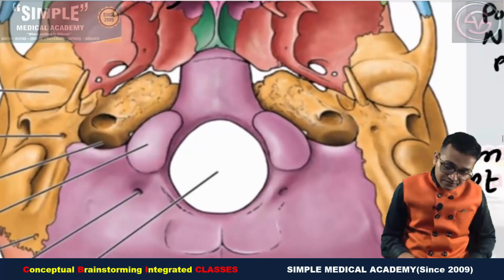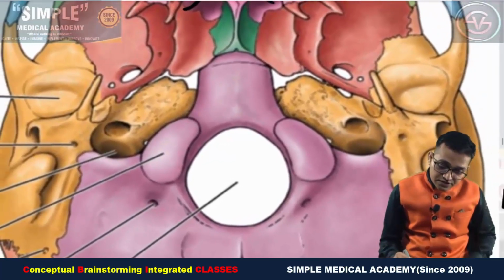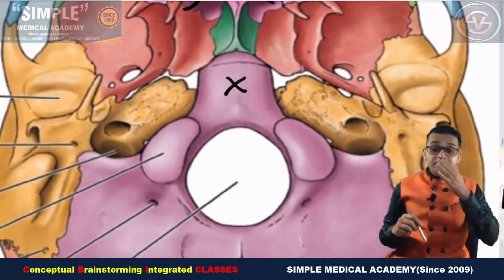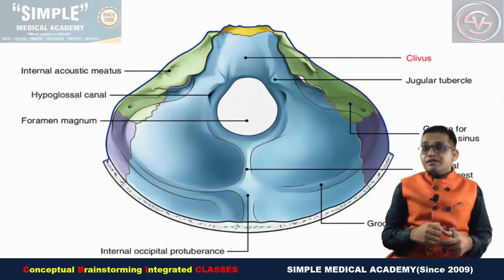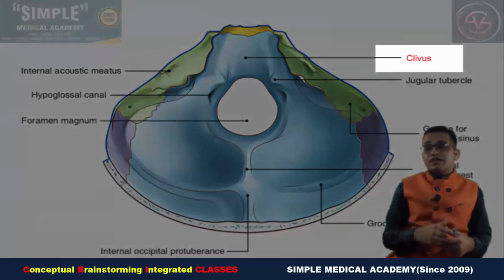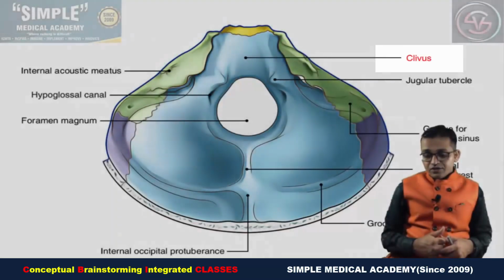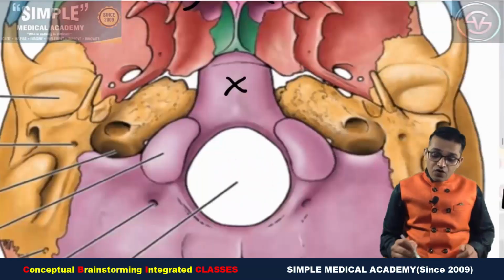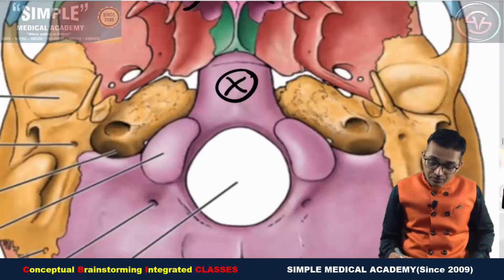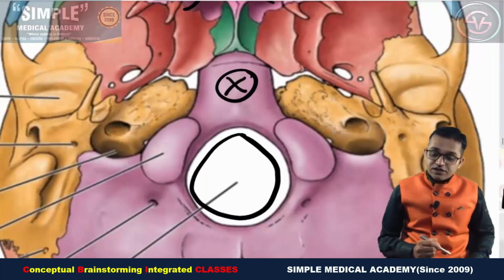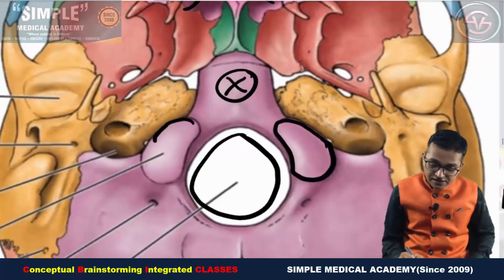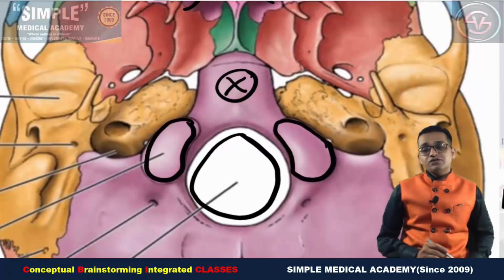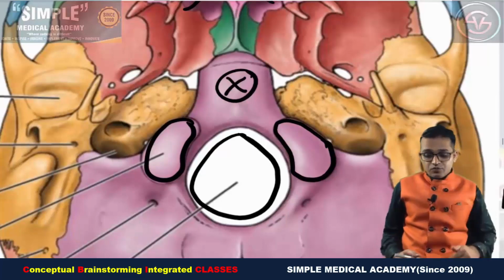You can see this is the inferior view of the clivus. What is the clivus? The sloping part behind the sella turcica is known as the clivus. It lodges the brainstem. Posterior to this there is the largest foramen of the skull, the foramen magnum, and these structures are the condyles of the skull, which articulate with the atlas bone.